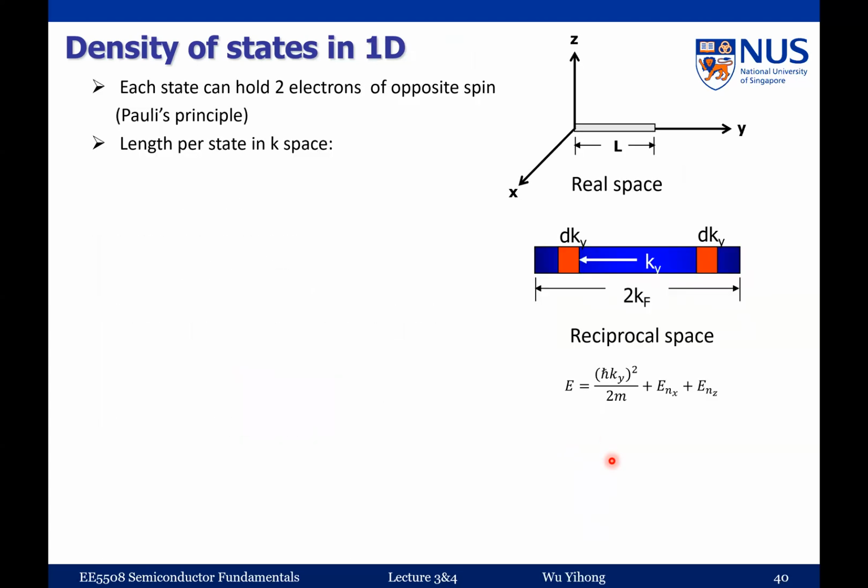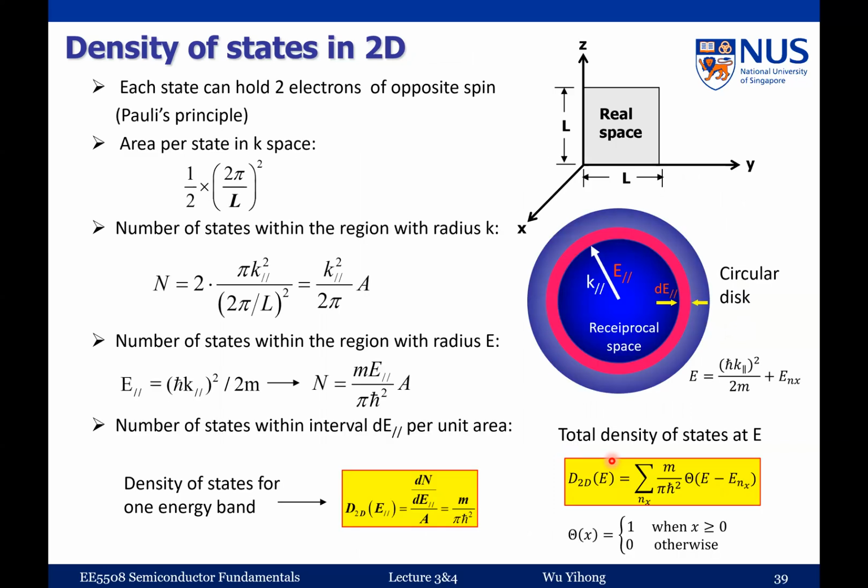So we just go back to look at this again. That basically is this one, which is a constant, right? Constant. And then when you jump by one energy level, it increases by one. So that's why it's like this. Okay.